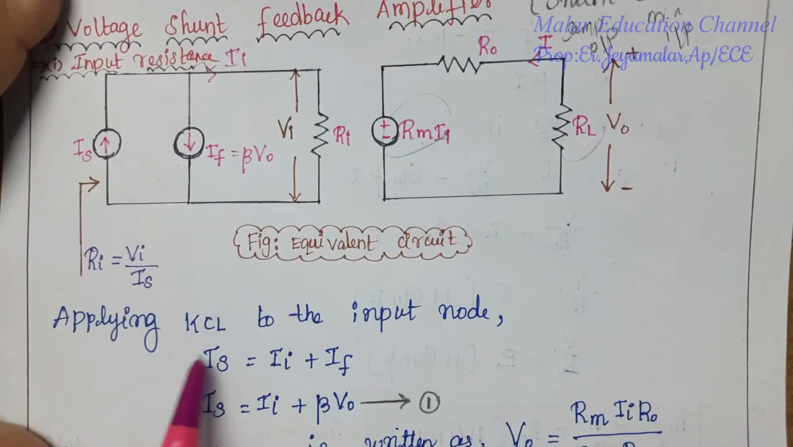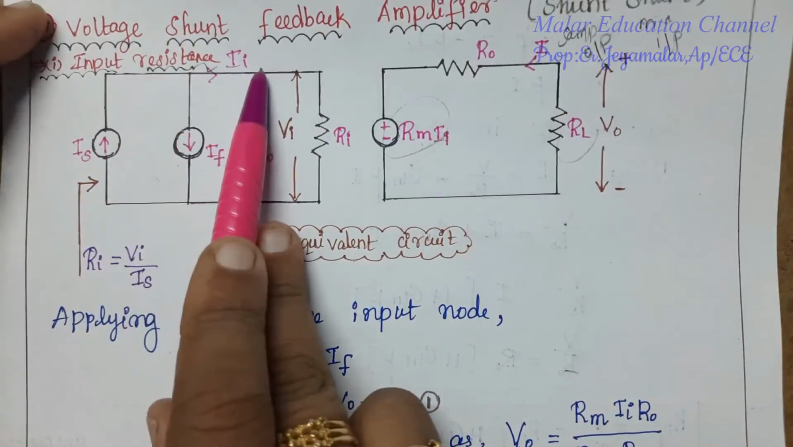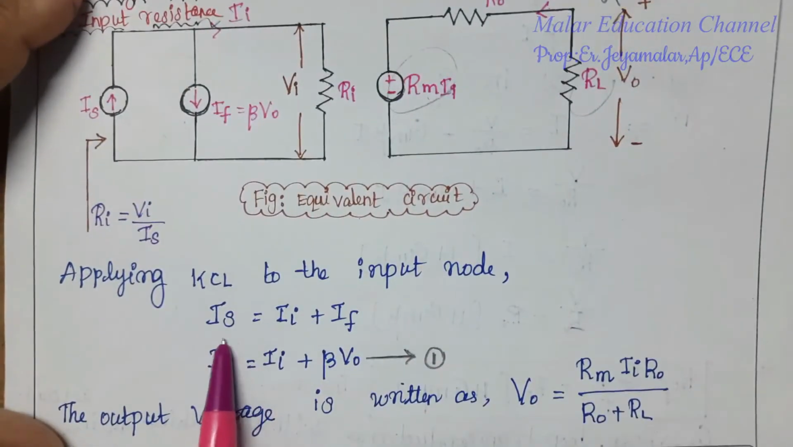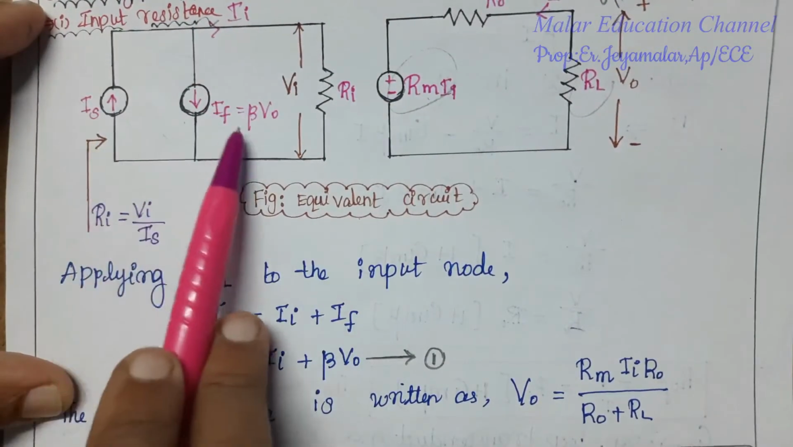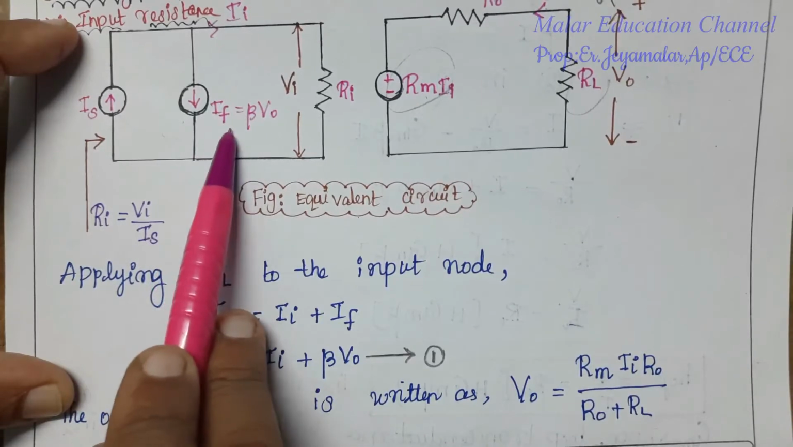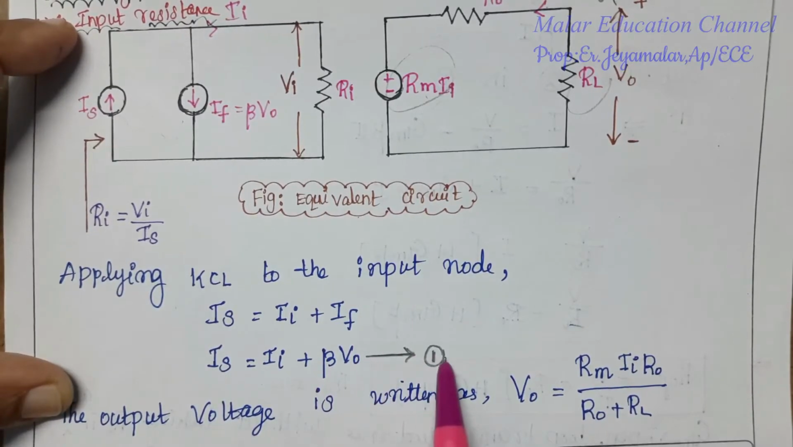Apply Kirchhoff current law to the input section, because of input resistance calculation. So Is equal to Ii plus If. Substitute If equal to beta into V0. So Is equal to Ii plus beta into V0. Take this as equation number 1.